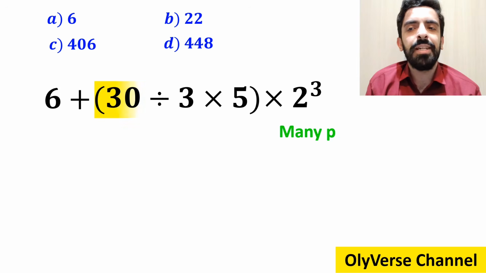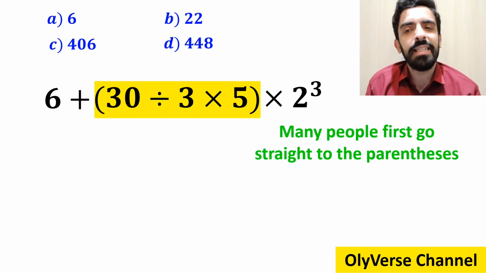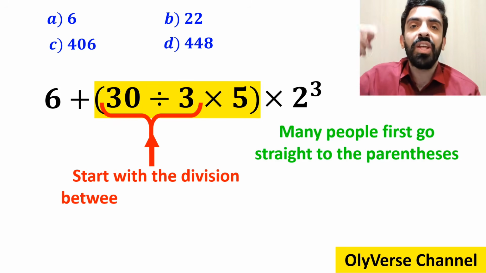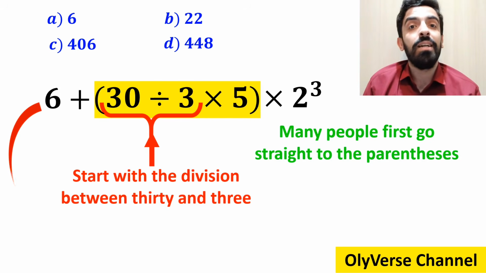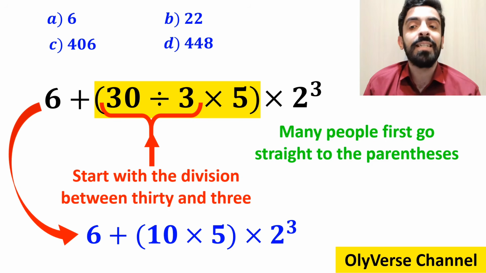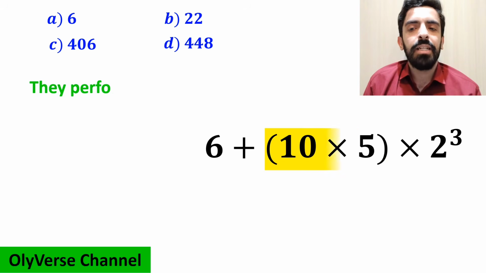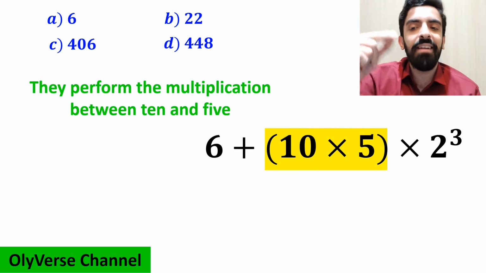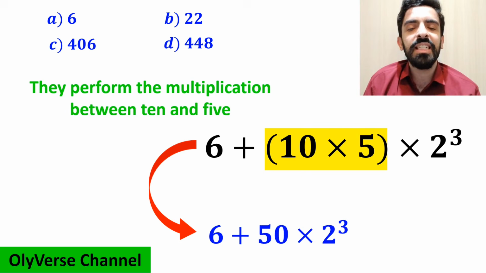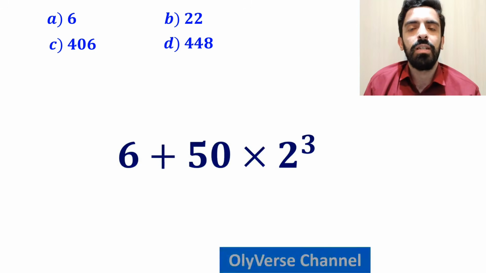To solve this question, many people first go straight to the parentheses and start with the division between 30 and 3. So, they rewrite this expression as 6 + 10 × 5 inside the parentheses and multiplied by 2³. And the next step, they perform the multiplication between 10 and 5 and simplify this expression to 6 + 50 multiplied by 2³.